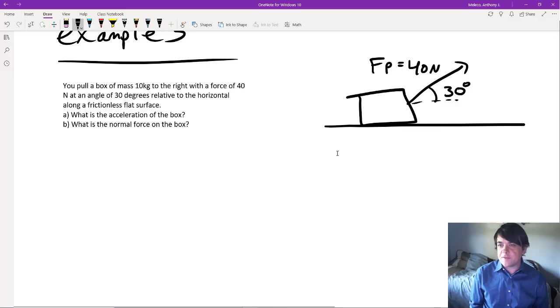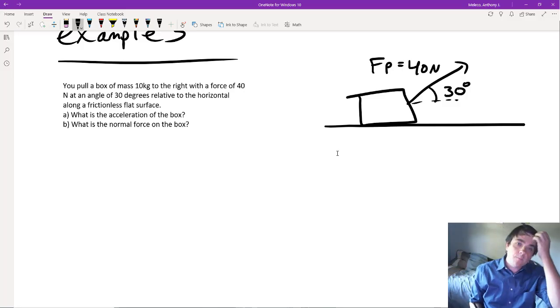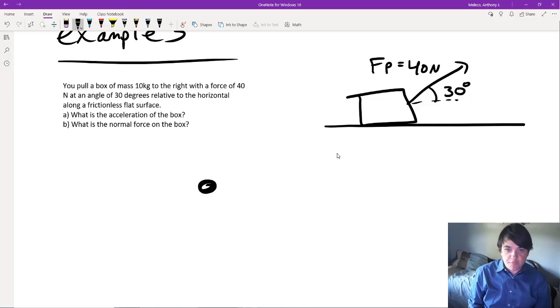So this is kind of what this looks like. You're pulling it like this, kind of upwards, okay? And we want to know what is the acceleration of the box and what is the normal force. Okay, so we need to draw a free body diagram.